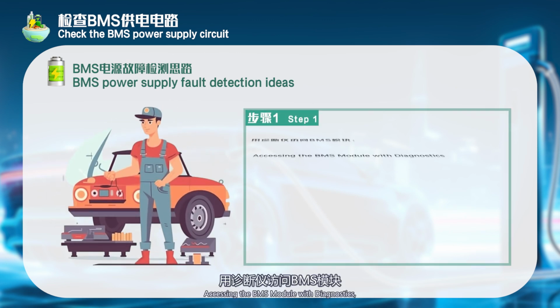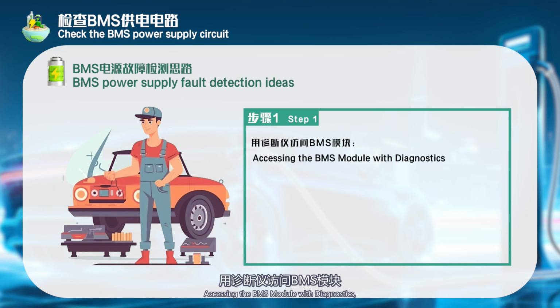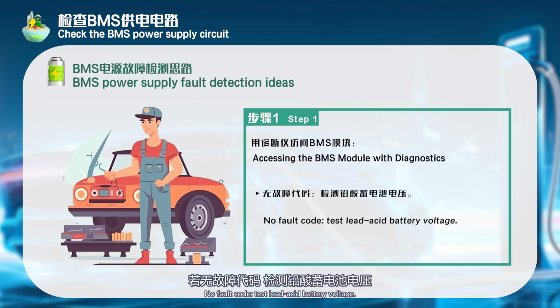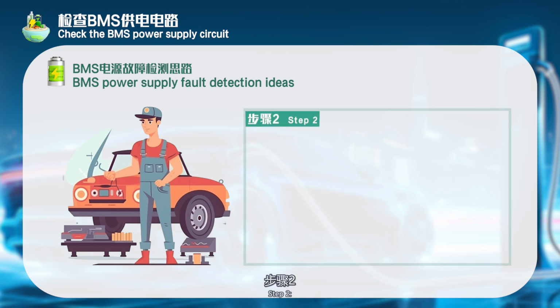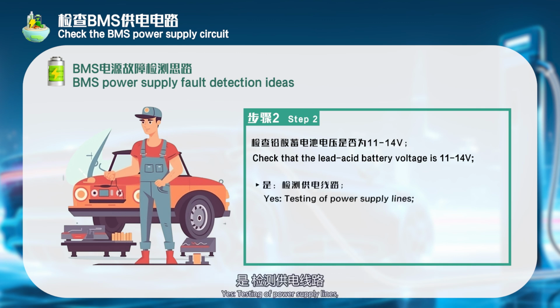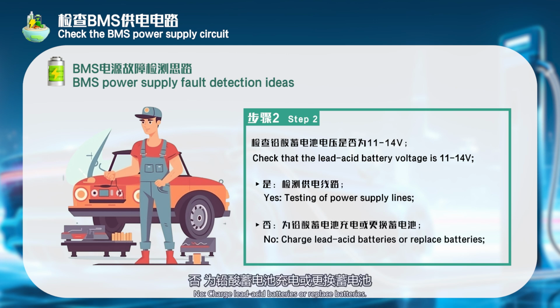Step 1. Access the BMS module with diagnostics. With a fault code, detect according to the output fault code. No fault code: test lead acid battery voltage. Step 2. Check that the lead acid battery voltage is 11-14 volts. Yes: test the power supply lines. No: charge lead acid batteries or replace batteries.